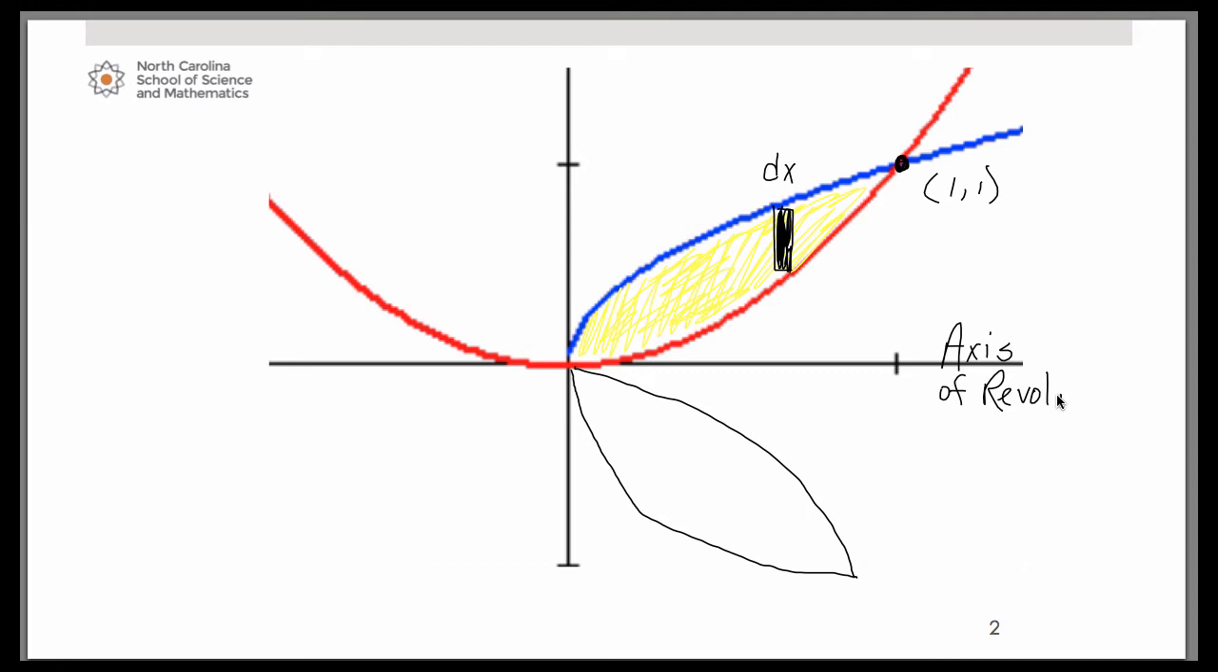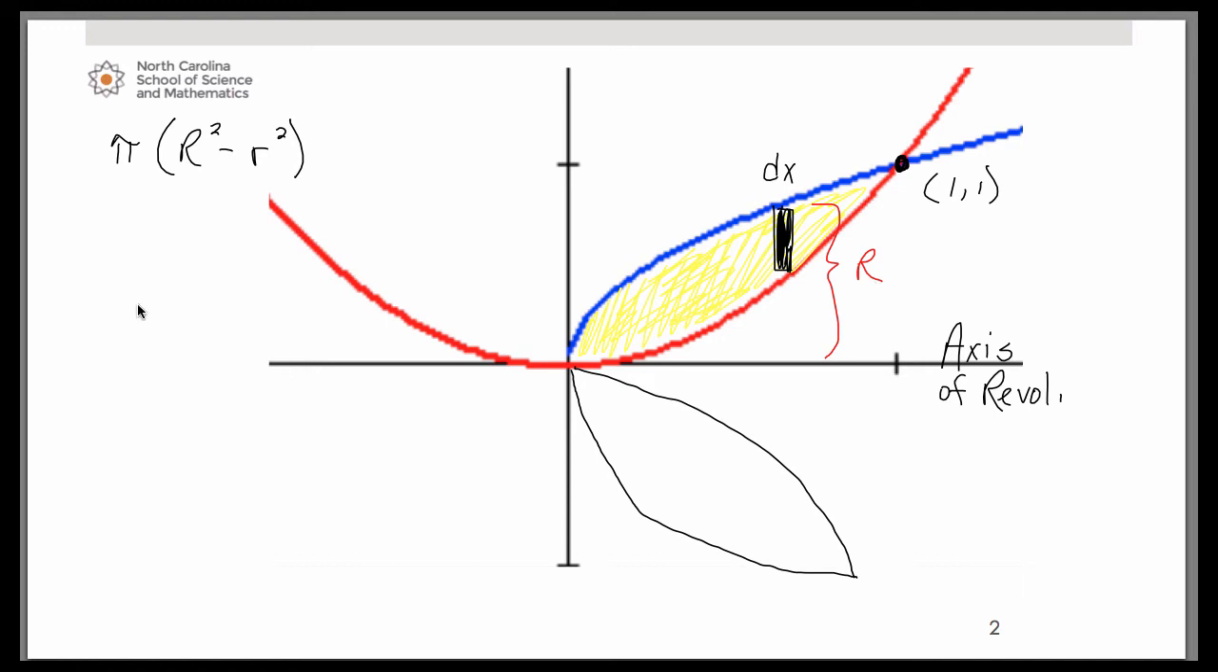So if you think about your basic setup for the formula, that's going to become the integrand for our definite integral. It's going to be pi times big R squared minus little r squared. Big R is always the distance from your axis of revolution to the far side of your rectangle. It's basically that outer circle of the washer. So in this case, big R is going to be this distance right here. Notice from the axis of revolution to that far side of the rectangle.